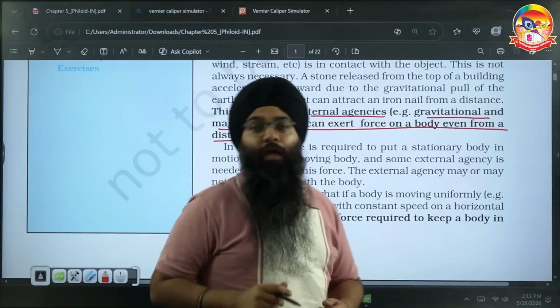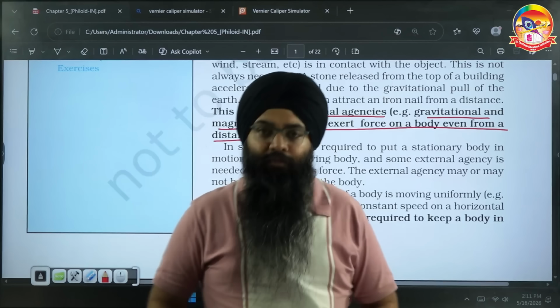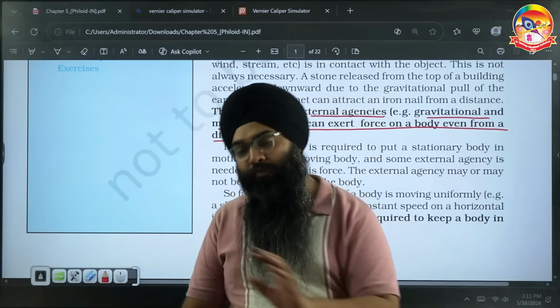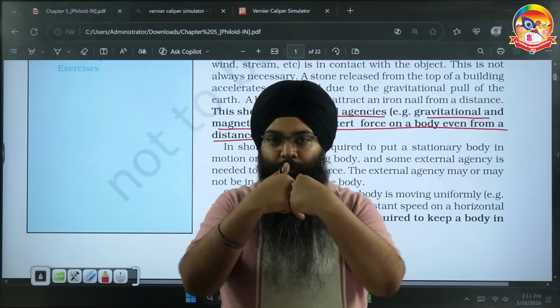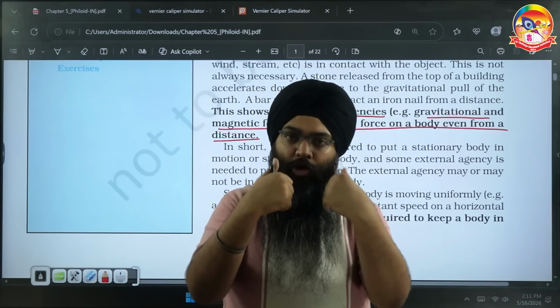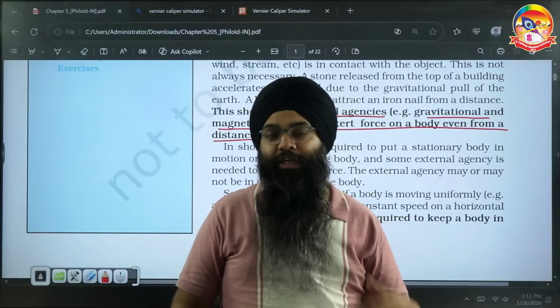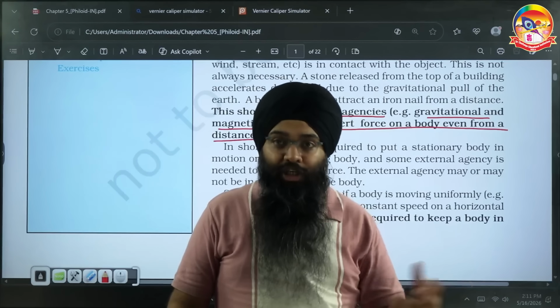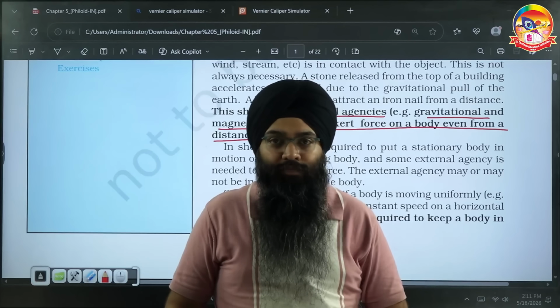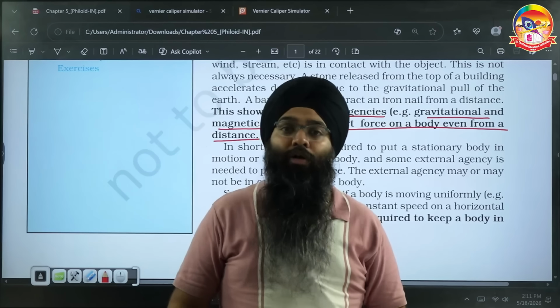Acha, one more classification of forces is there. One is a contact force and one is a non-contact force. If there is contact between the bodies, then the force acting between them is called a contact force. Like normal reaction, tension in the string, and friction, all these are contact forces. Spring force is also a contact force.